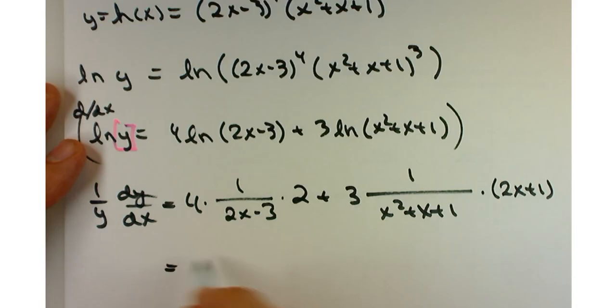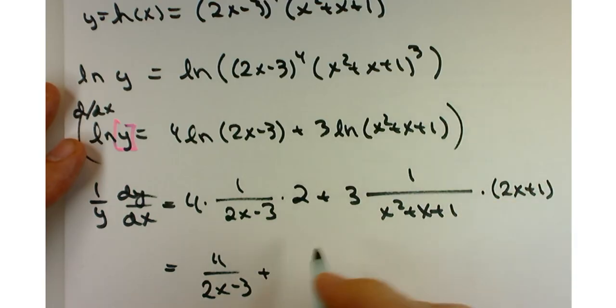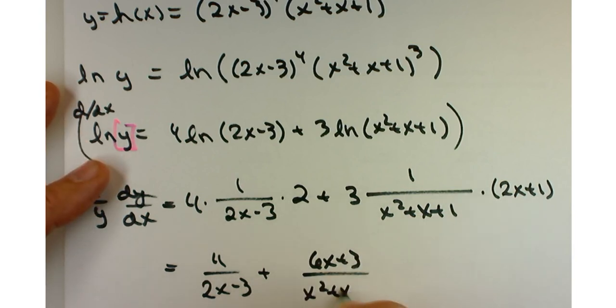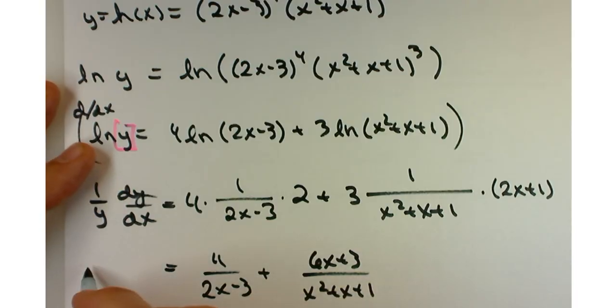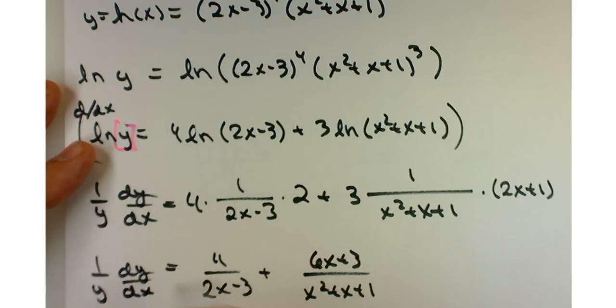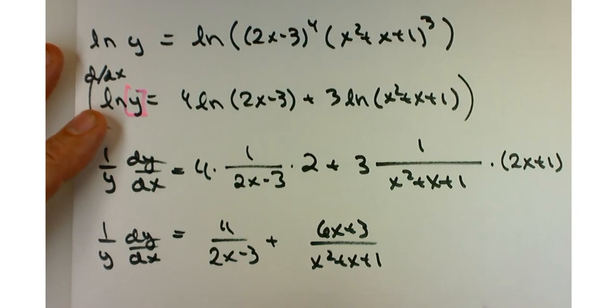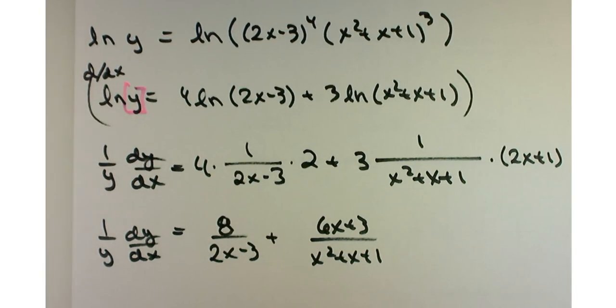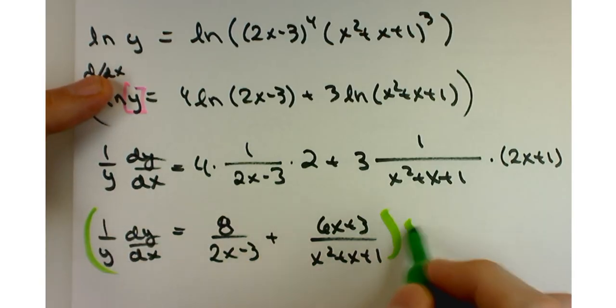So let's clean this up just a little bit. That's going to be 4 over 2x minus 3, and thanks, Nate, plus 6x plus 3 over x squared plus x plus 1. And all of this is equal to 1 over y times dy over dx. Would it be 4 or 8? 8 instead of 4, my bad, thank you. Multiply both sides by y. So let's multiply everything by y.